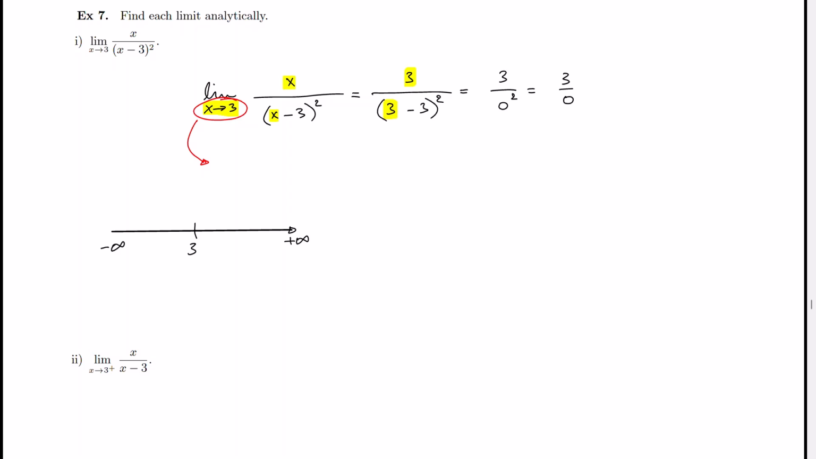If x comes from the left side of 3, the numbers I'm going to be seeing are things like 2.999 or 2.9872 or 2.9154 and so on and so forth. The list goes on forever. It's a massive, massive list.